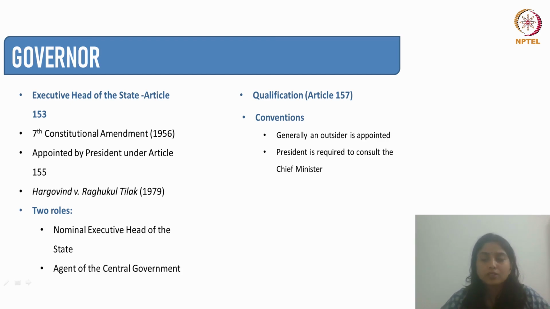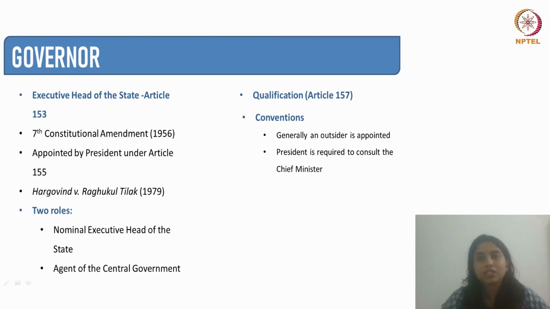Moving on to the qualifications of governor, as you must have observed in other cases, here also there are no educational qualifications mentioned. It's not mentioned whether he should have a certain level of education or this particular degree. Only two things are mentioned. One is that he should be a citizen of India. Secondly, he should be above 35 years of age.